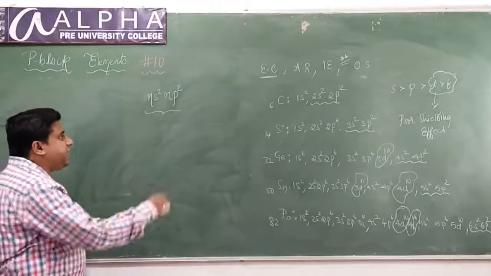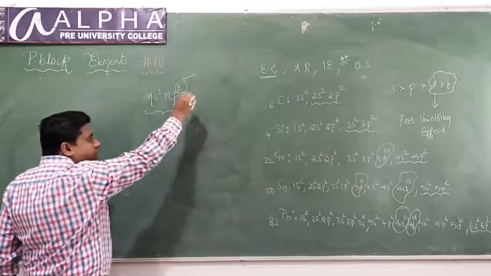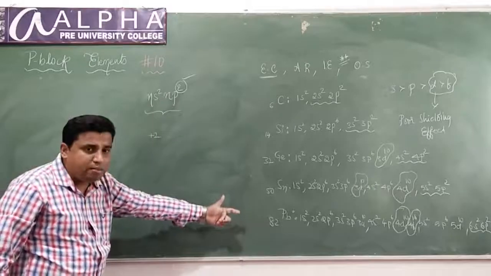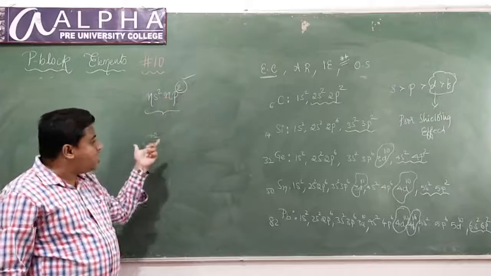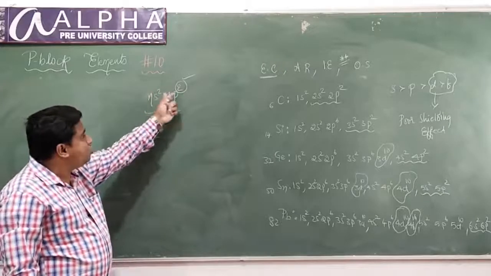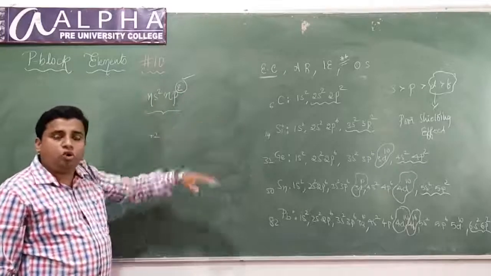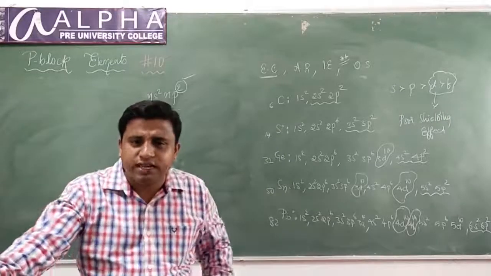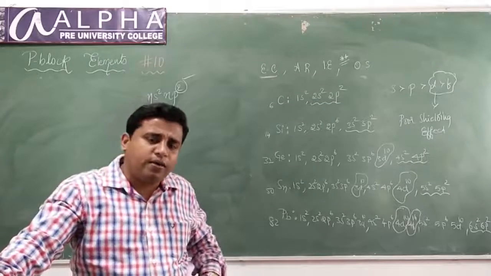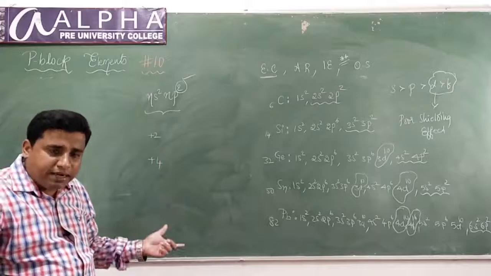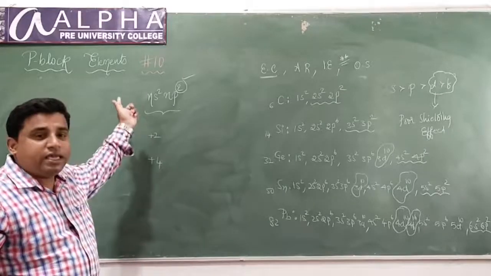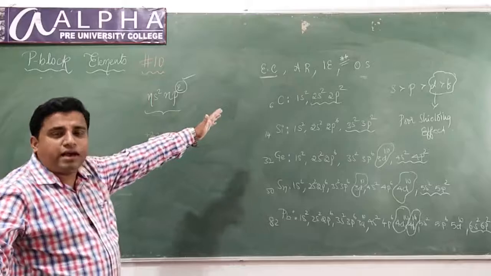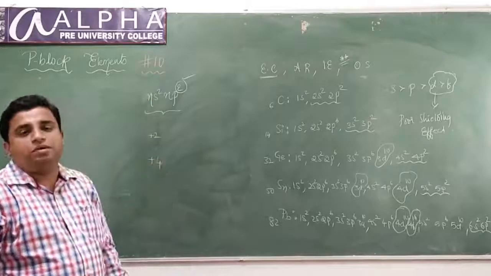These elements can lose the outer 2 p electrons and be in +2 oxidation state, or else they can lose all the 4 outer electrons. When they lose all 4 outer electrons, they will be in +4 oxidation state. Am I correct or not? So carbon family elements can lose either the outermost 2 electrons and be in +2 oxidation state, or lose all 4 outer electrons and be in +4 oxidation state.